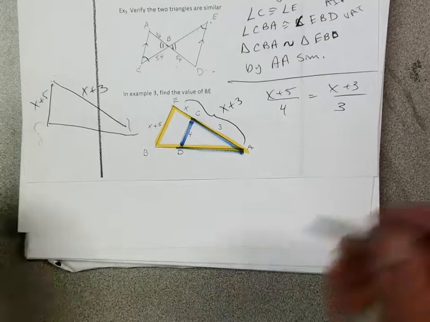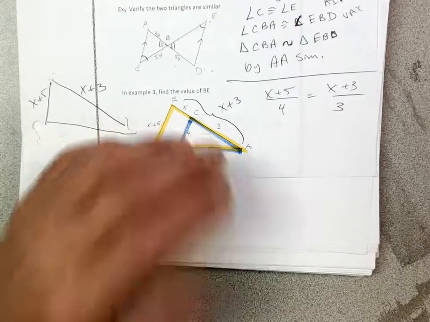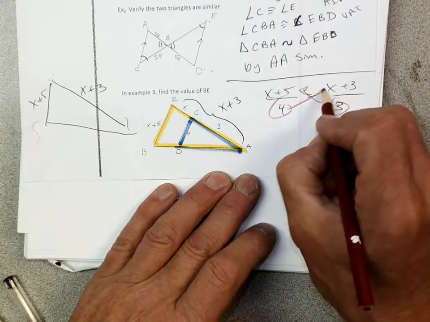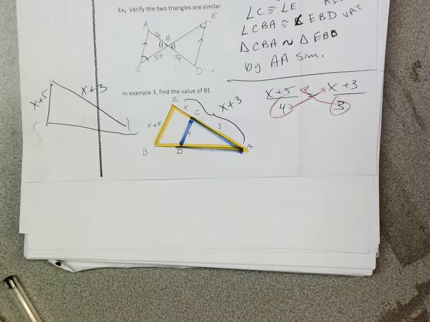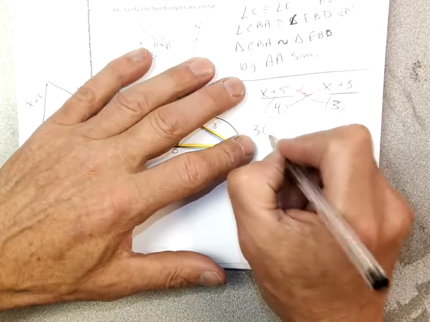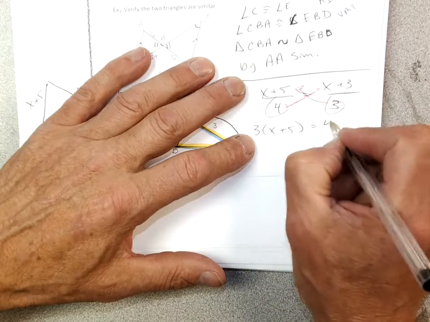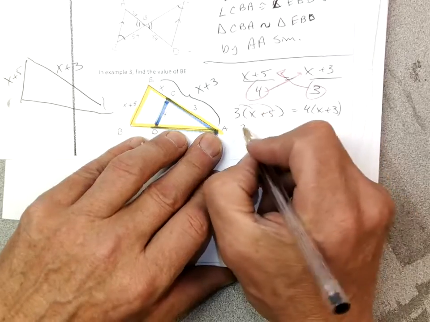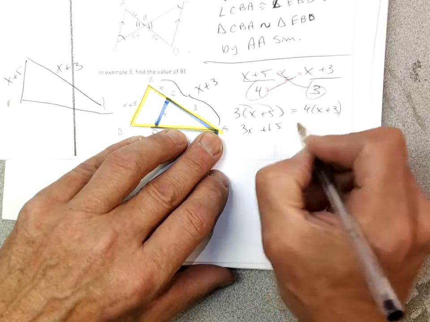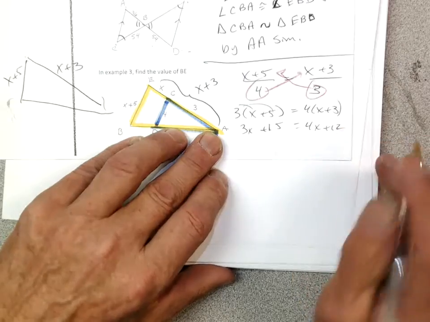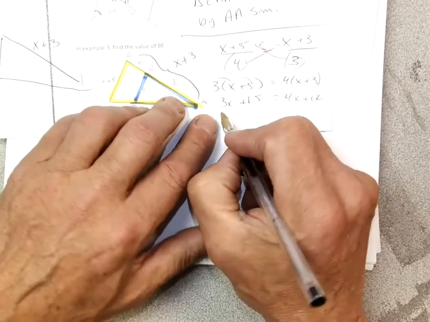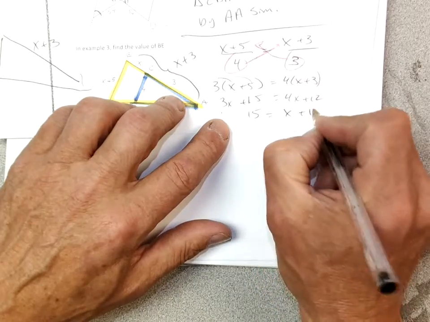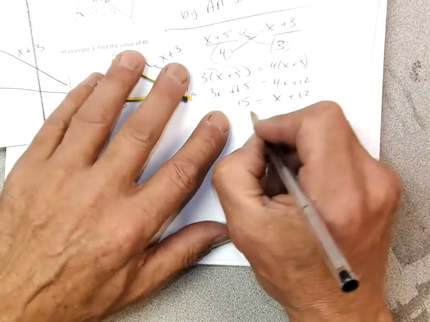Cross multiply, right? So let's take this times that, and that times that. Let's go 3 times x plus 5 equals 4 times x plus 3, right? 3x plus 15 equals 4x plus 12. Minus 3x, I get 15 equals 1x plus 12. Minus 12, I get x equals 3.